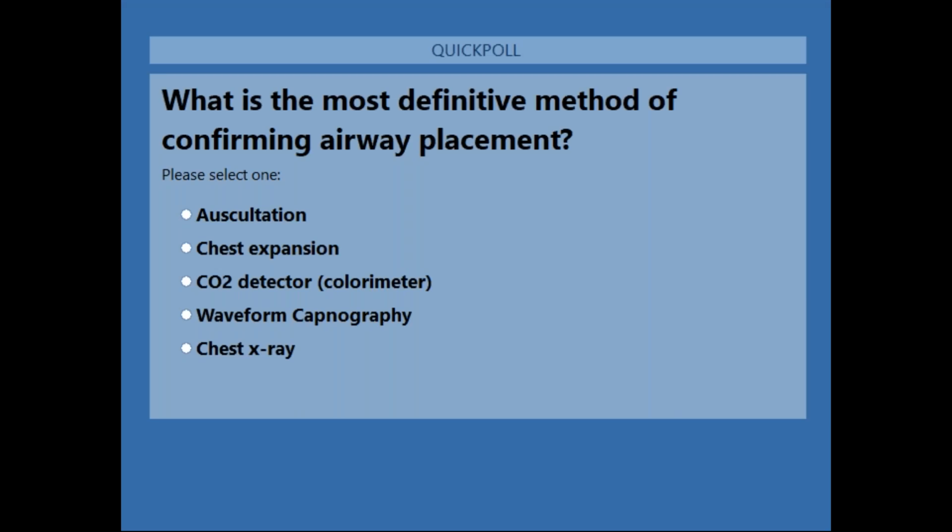Is it auscultation, so listening to lung sounds? Is it looking for chest expansion or chest rise? Is it using those CO2 colorimeter detectors where it changes orange and yellow? Is it waveform capnography or is it a chest x-ray? So what is the most definitive method of confirming airway placement to say this tube is in the lungs and not the gut? So which one is it? All right, Tracy, are the votes rolling in? They are, Nicole. Okay, so let's see what you guys say.